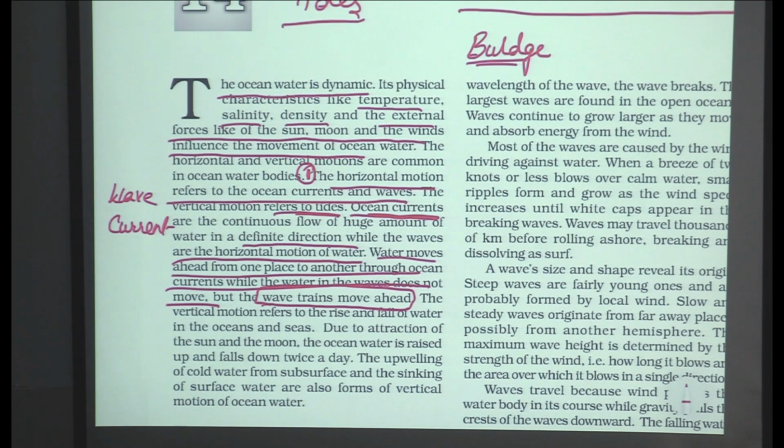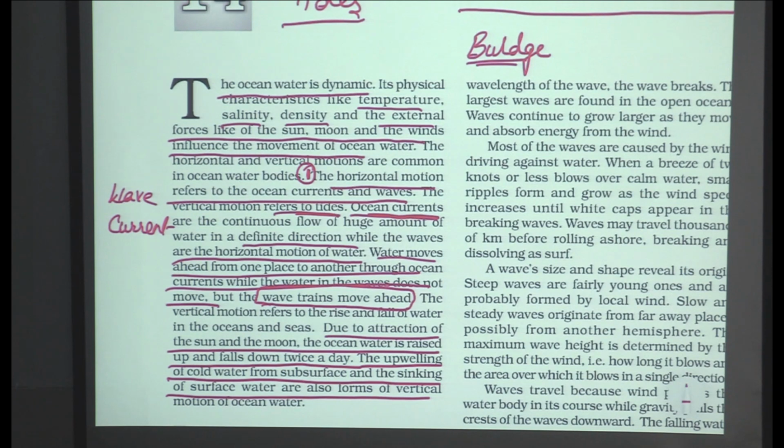And then when we talk about the tides, it says, due to the attraction of the sun and the moon, the ocean water rises and falls twice a day. The upwelling of cold water from subsurface and sinking of surface water also form vertical motion of ocean water. So I have got two types. From this first paragraph of our chapter, what do we conclude? We conclude that the movement of ocean water is one horizontal and two vertical.